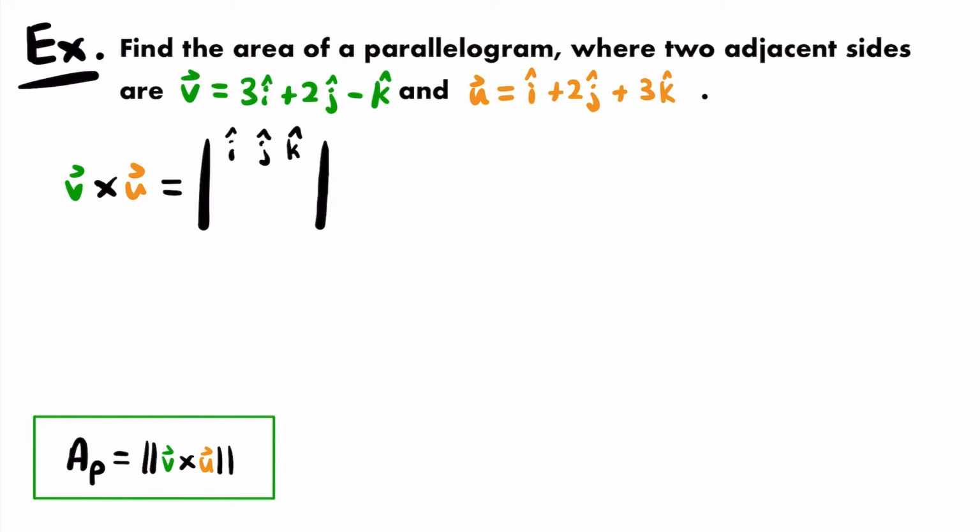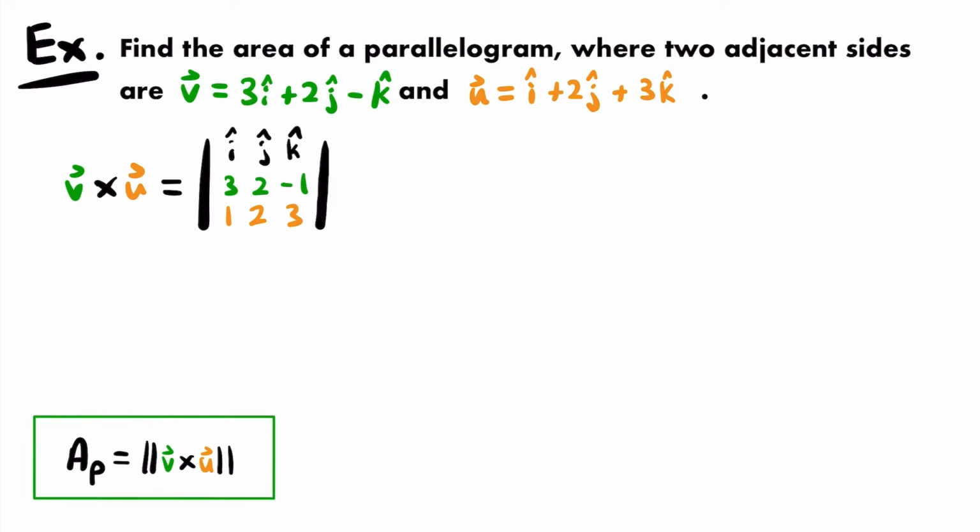Okay, so let's write in the components of vector v. They are 3, 2, and -1. Those are just the coefficients of i, j, and k. And then the components of u will be the coefficients of i, j, and k for vector u. So that's 1, 2, and 3. So I will write in 1, 2, and 3.